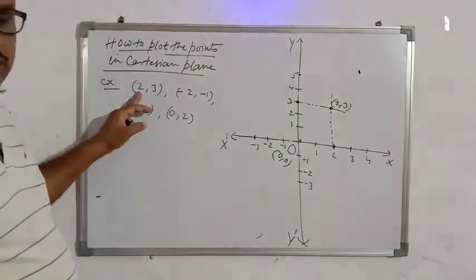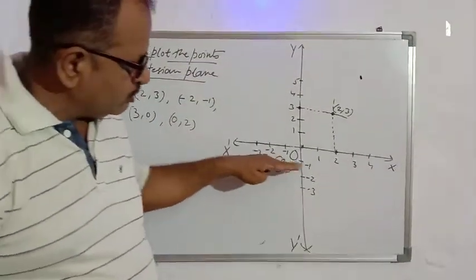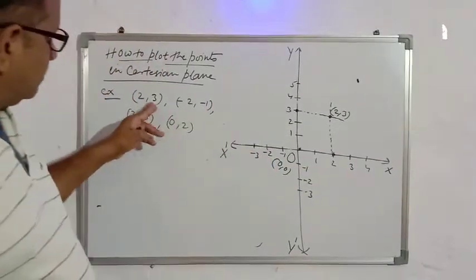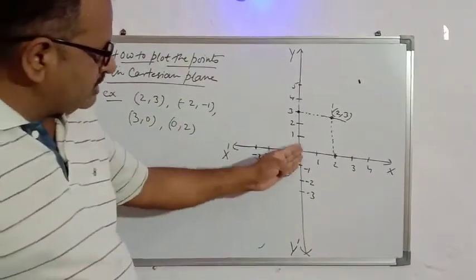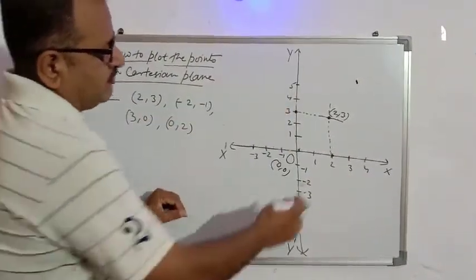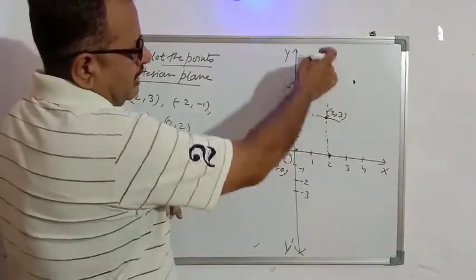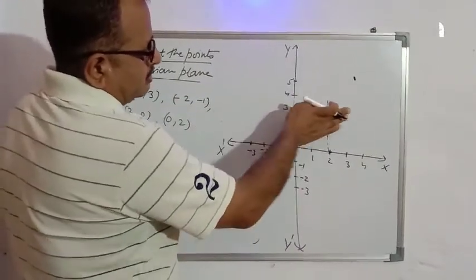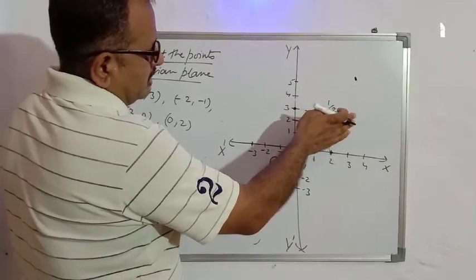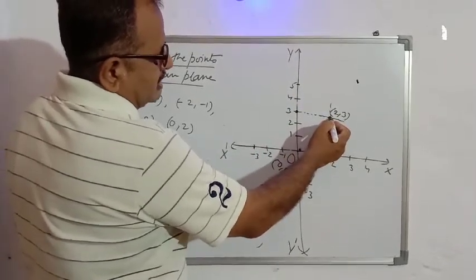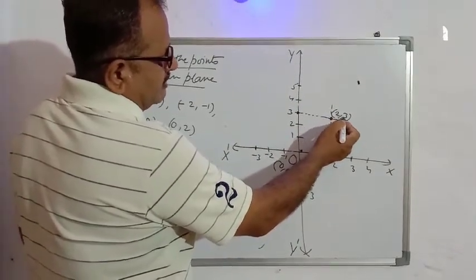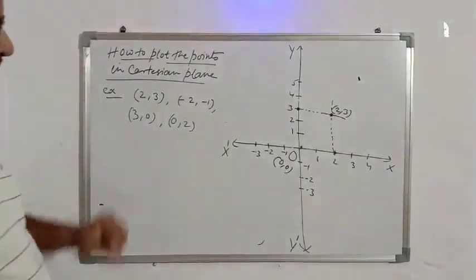First component is 2, the x coordinate is 2, so move 2 unit on the x axis. The y coordinate is 3, so move 3 unit on the y axis. From 2 we will draw a line parallel to the y axis, from 3 parallel to the x axis. Both lines meet at this point. This point will represent (2, 3).